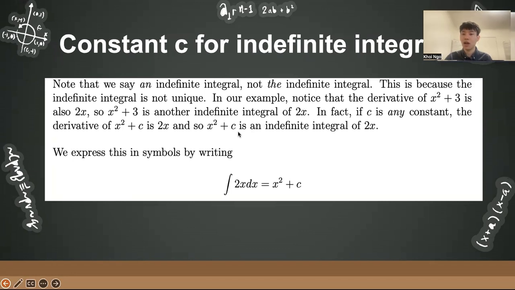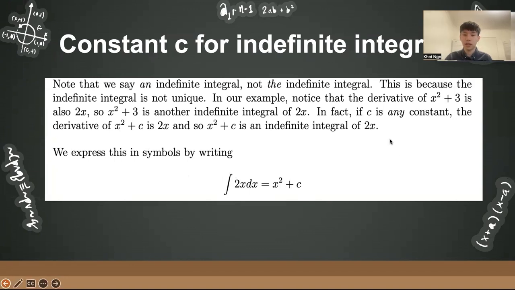So in the general case, we would say that x squared plus c is the indefinite integral of 2x, because the c here has derivative equal to 0. The c here stands for any arbitrary constant. So we would express in symbols that the antiderivative of 2x dx is equal to x squared plus c, where c is any arbitrary constant.